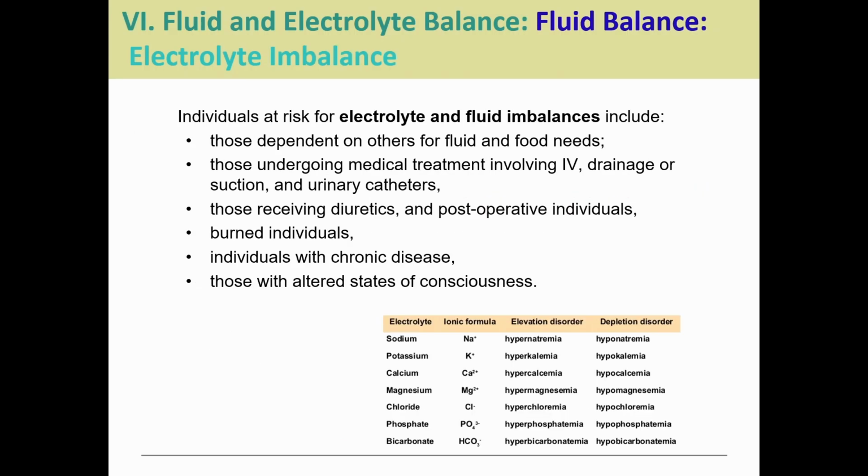Now, who's at risk of an electrolyte imbalance? Really anybody is at risk. However, we're going to talk about some of the key things that put people at a higher risk than normal. And that's going to be those who are dependent on others for fluid and food. So if you cannot feed yourself, that can be because you're very young. This can be because you're very old. It can be because of some sort of disease or injury that doesn't allow a person to feed themselves or give themselves liquids. Or they have to get some sort of assistance with that.